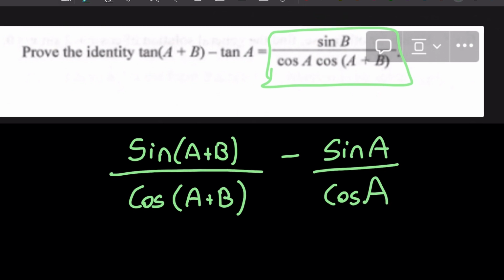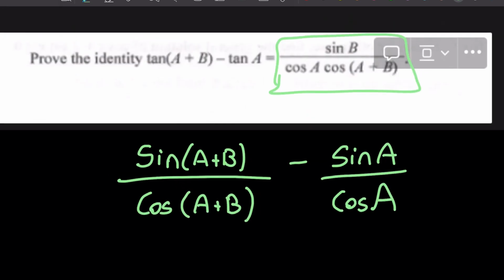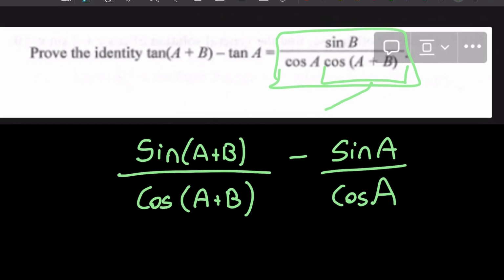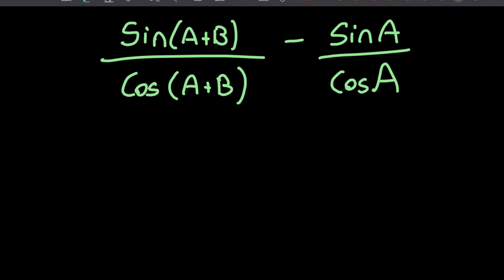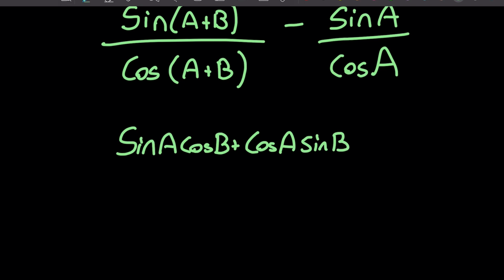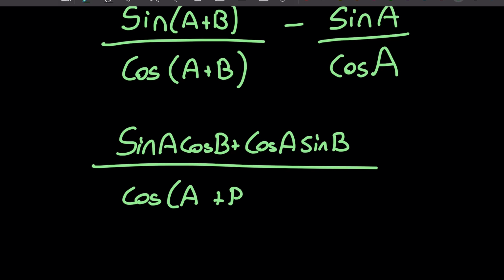Now, if you notice, in the denominator of the answer that we should get, it has cos(A plus B). So we'll probably not expand the denominator right now. But what we can expand is the numerator, because the numerator will only have one value. So let's do that right now. So sine(A plus B) expanded is just sine A cos B plus cos A sine B over cos of (A plus B). And this will be subtract sine A over cos A.